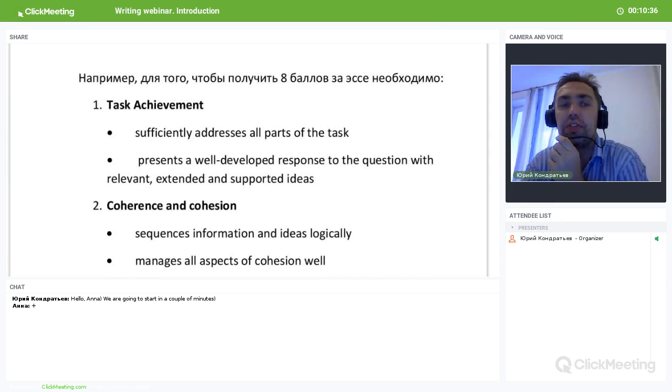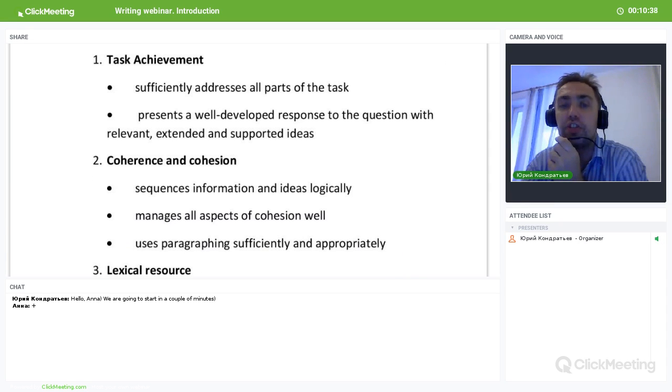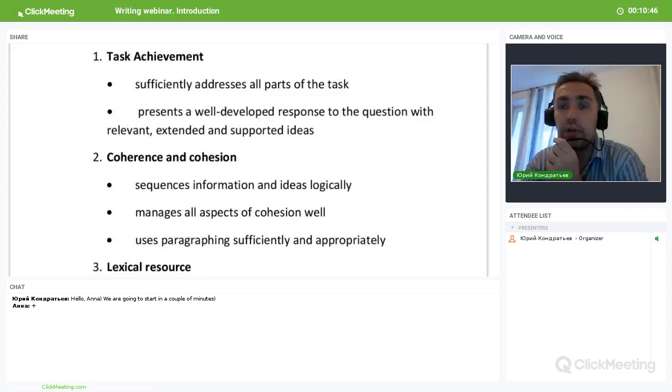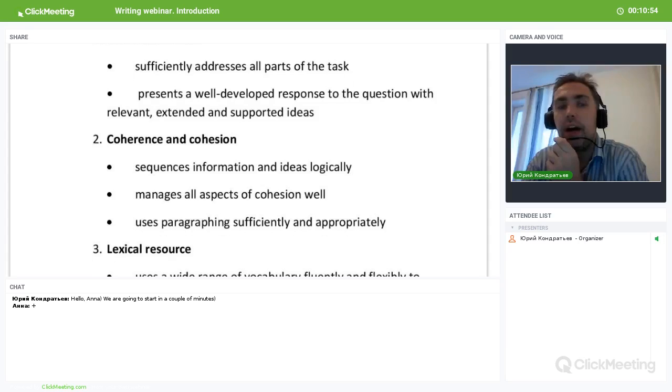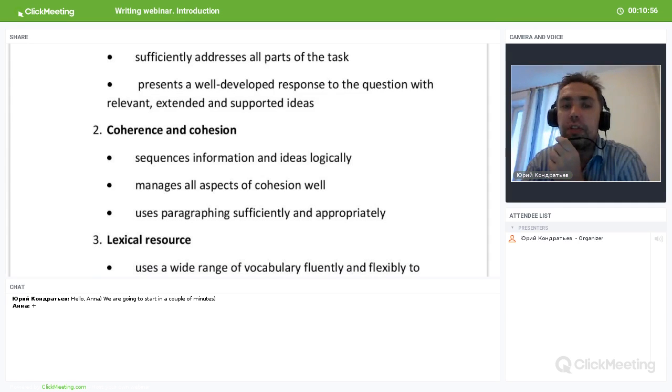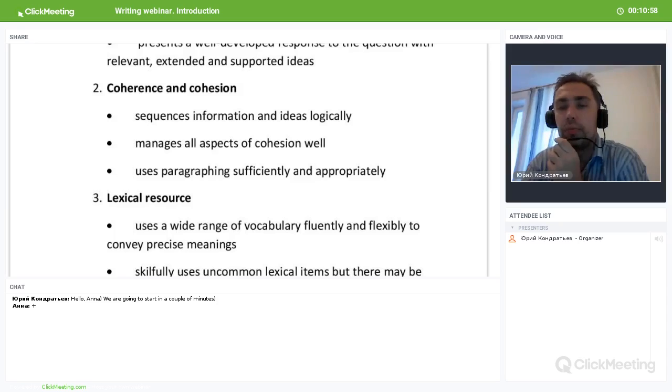So the candidate sequences information and ideas logically. If you want band 8, you need to write a logical essay. Manages all aspects of cohesion well. So the parts of your essay should also be cohesive. It means that these should be connected with each other. Uses paragraphing sufficiently and appropriately. So, one paragraph, one main idea that is developed.